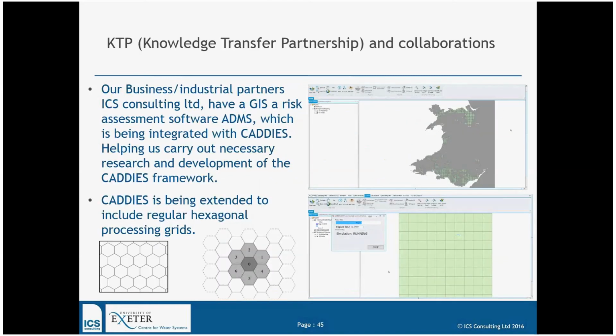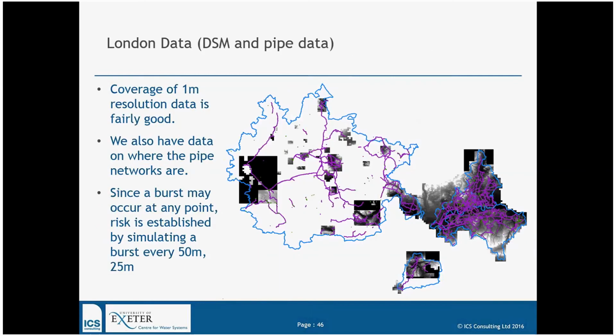So the last little bit, we have been transferring CADDIES into industrial partners, ICS, which is consulting here in the UK, for large-scale usage of it. We're also looking at hexagonal grids, which was a previous presentation. So I'd be interested to look at the trade-off for the hexagonal grids compared to the square. And we've been running large-scale test cases on London.